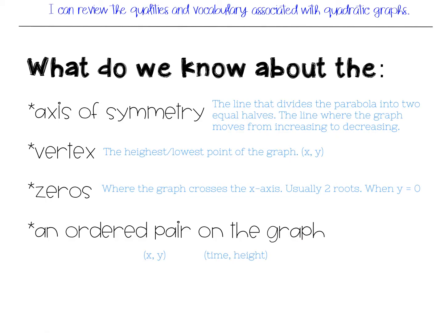An ordered pair on the graph, and this is going to be important that you keep this straight in your head. So it's obviously made up of an x and a y, and for the most part, what we're going to be dealing with, the x is usually going to be time, and the height is going to be the y value.